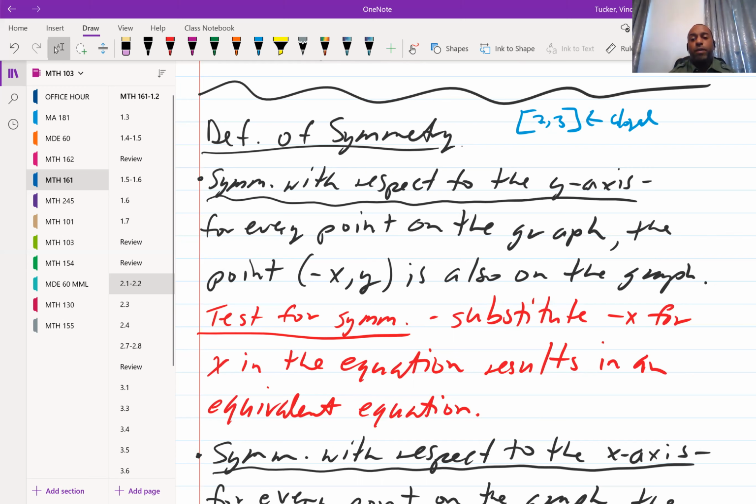The way you would test for that is to substitute negative x for x in the equation and see if it results in an equivalent equation, what you had originally. So of course we'll do examples of it, but put each one of the standards first.